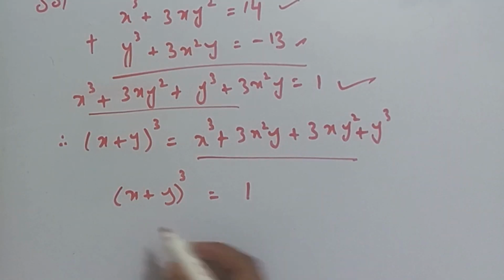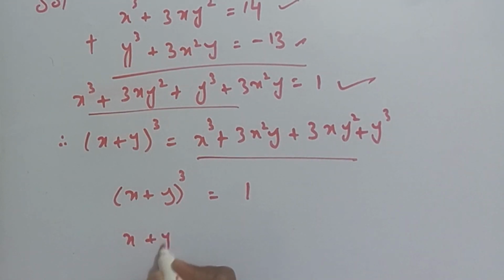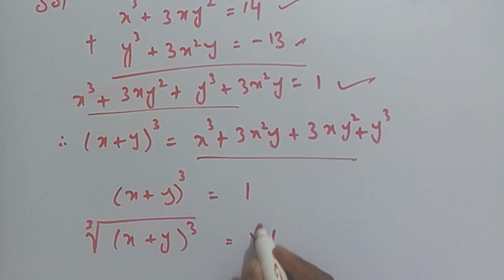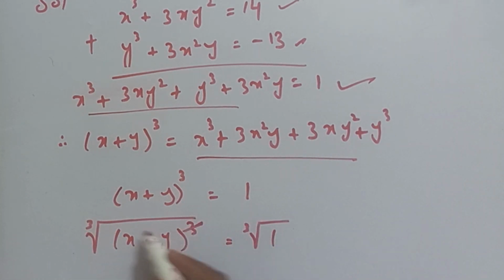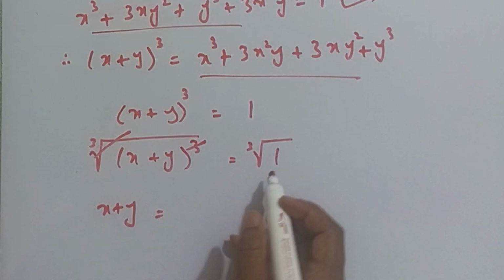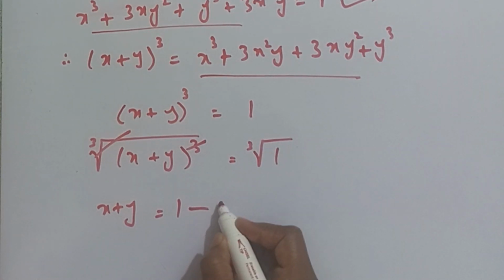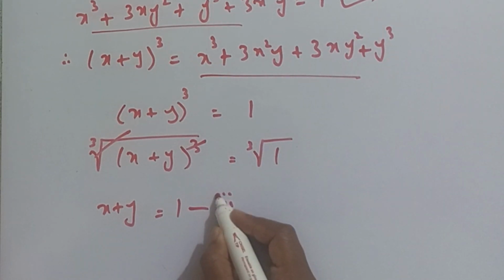Now in the next step, we take a cube root on both sides of this equation. So take a cube root on this side and also take a cube root on this side. The cube and cube root cancel, we just get x plus y is equal to 1. This is our next equation, and we call this our equation number 3.